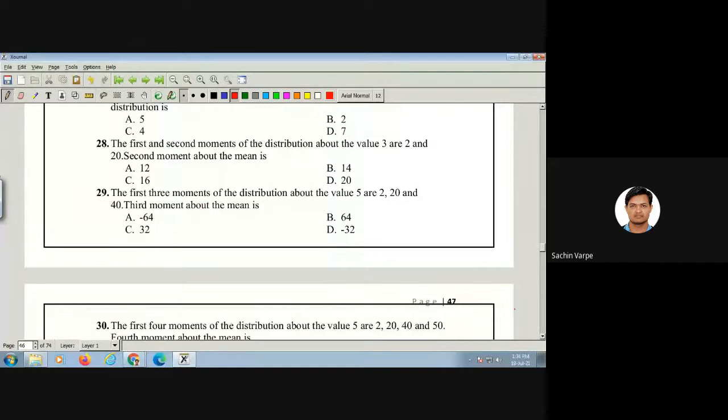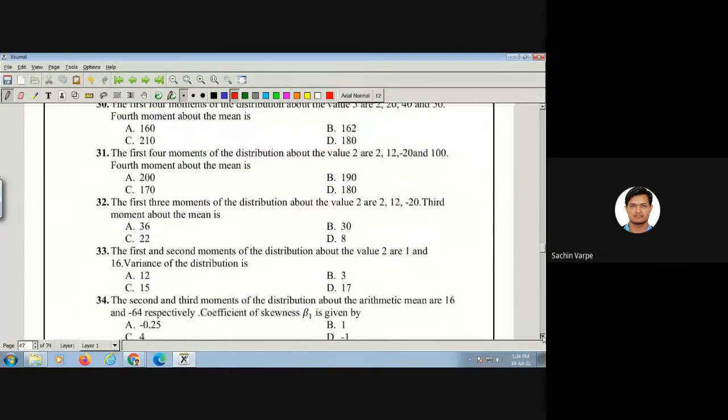Next. So these are the similar questions. You just go through this. Very easy.